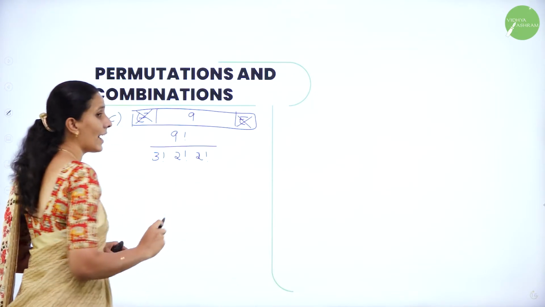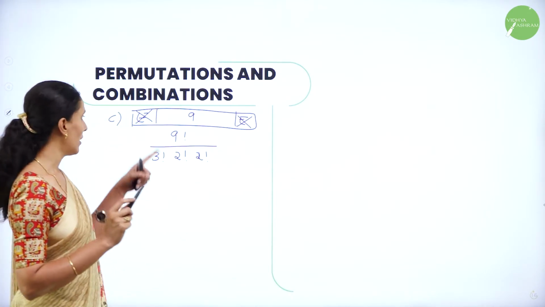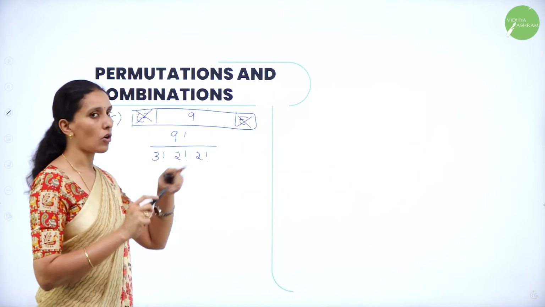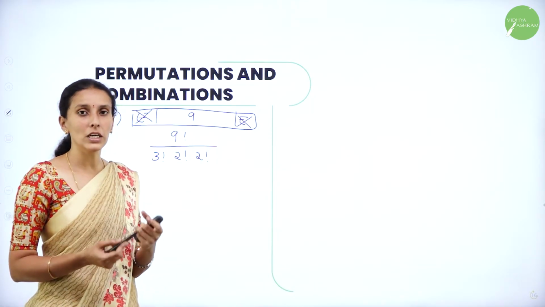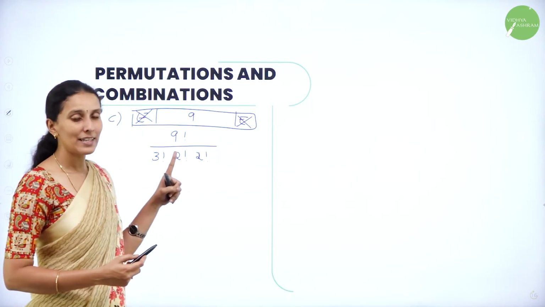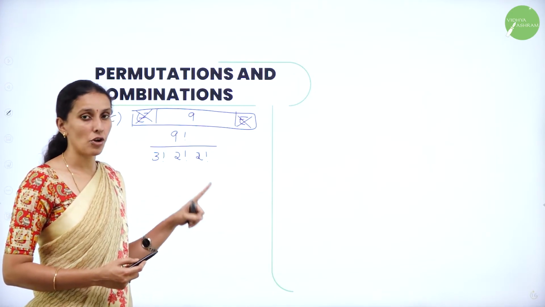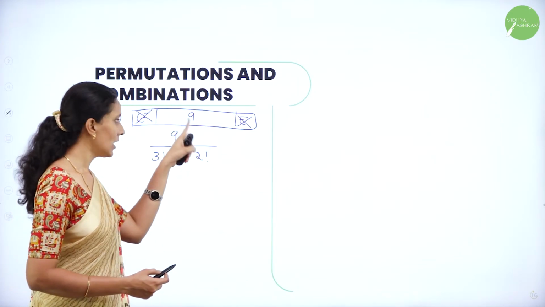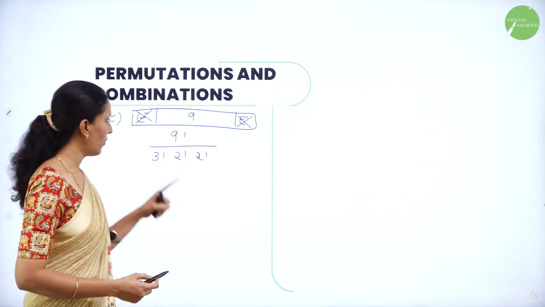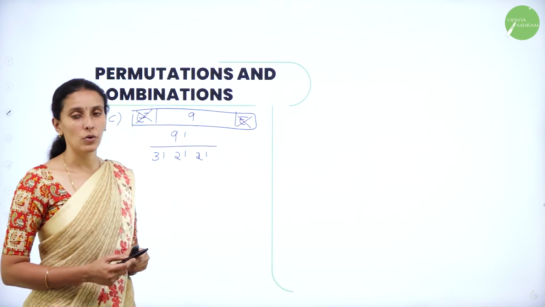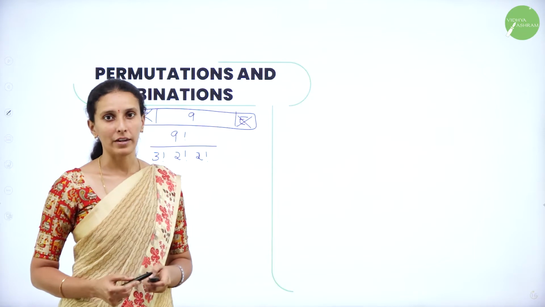2 times. And E is repeated 3 times, but the places of 2 E's are already fixed, so they'll not come into the arrangement, and 1 E is remaining. So there is no repetition of letter E in the 9 letters remaining. So therefore it is 9 factorial by 3 factorial, 2 factorial into 2 factorial.